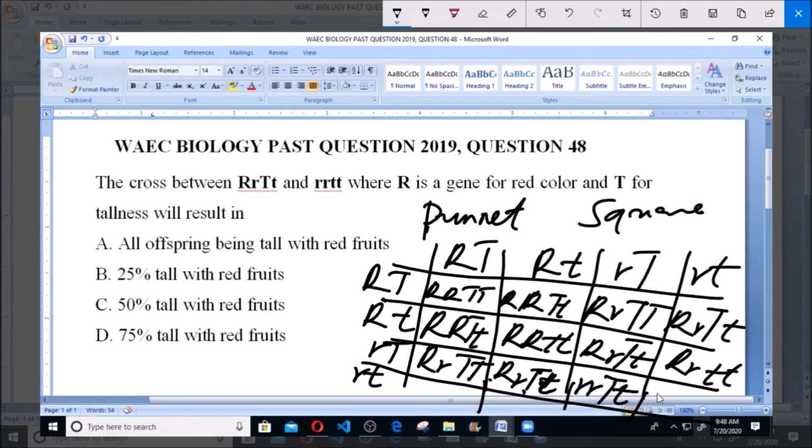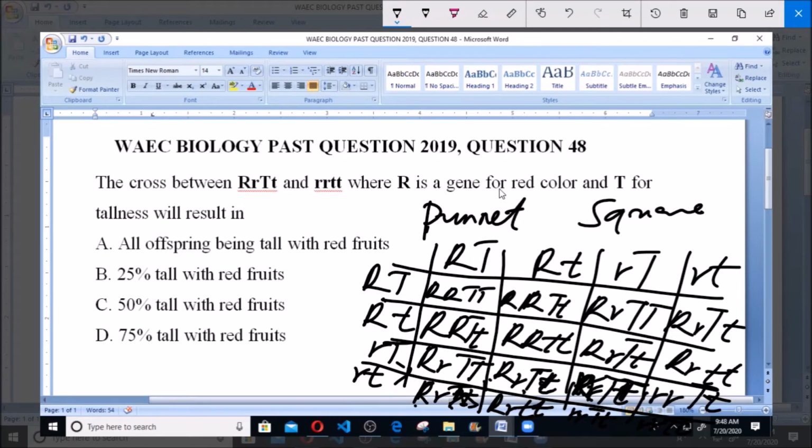You come here, you get RrTt. Capital T, capital T. You get RrTt like this. Then you come here, you get RrTt. Now similarly you come down again. For this you get RrTt. You come here, you have big R small r, Tt. You come here, you get RR big T and small t, and then you come here, you get small r, then Tt. Now the question is asking for what?